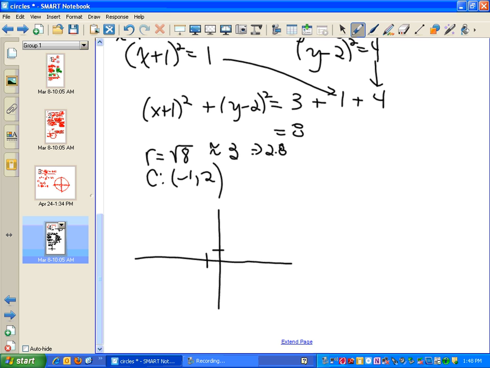So negative 1, 2, that means we're going to go up, 1, 2, not quite 3. Left, 1, 2, not quite 3. Down, 1, 2, not quite 3. And right, 1, 2, not quite 3. So that's what you got.